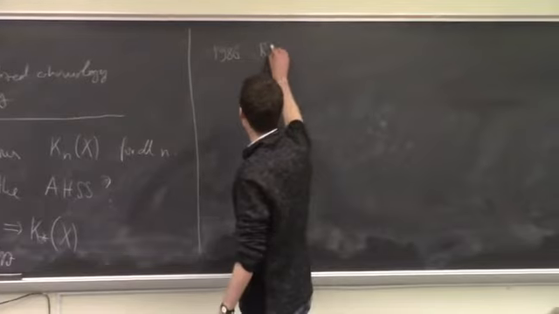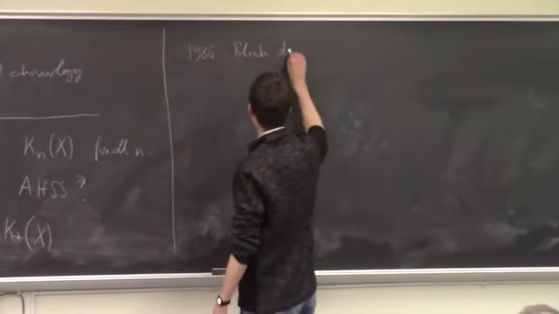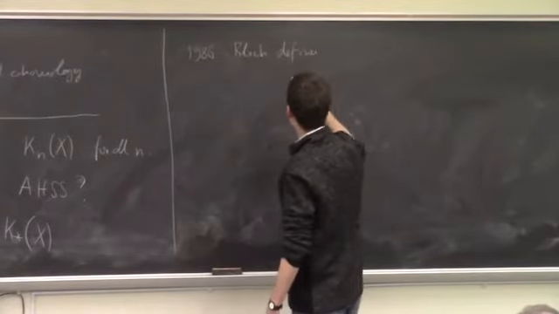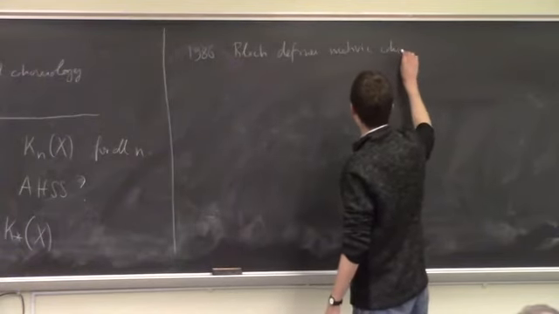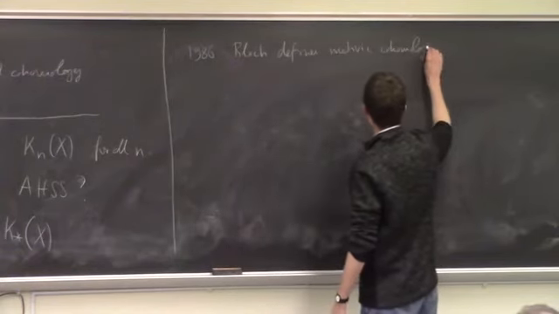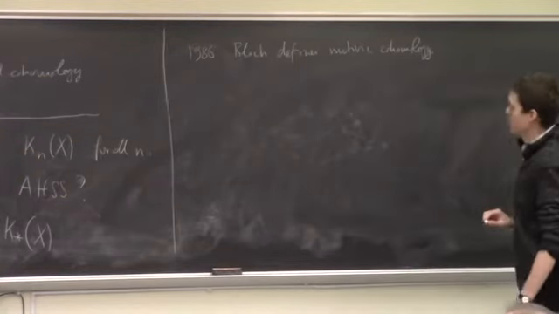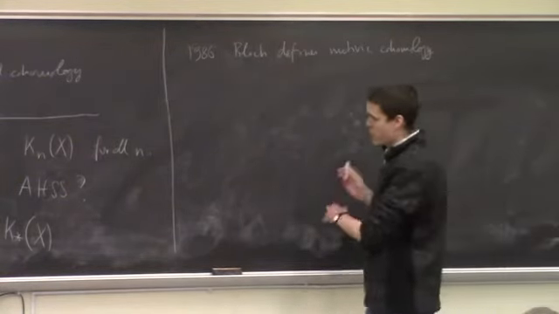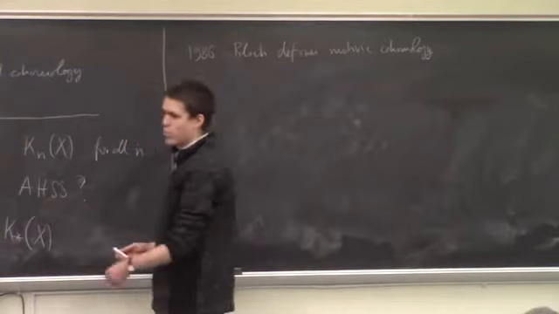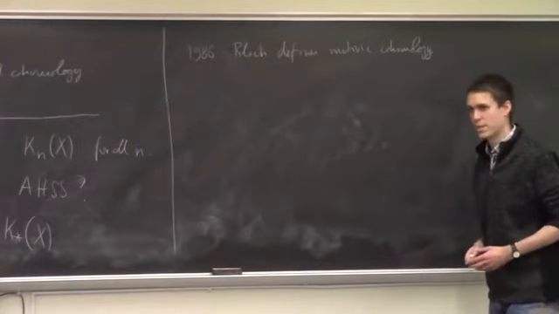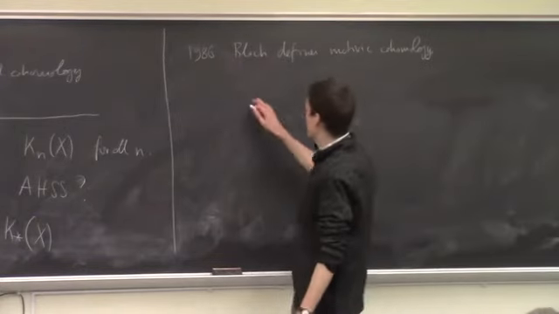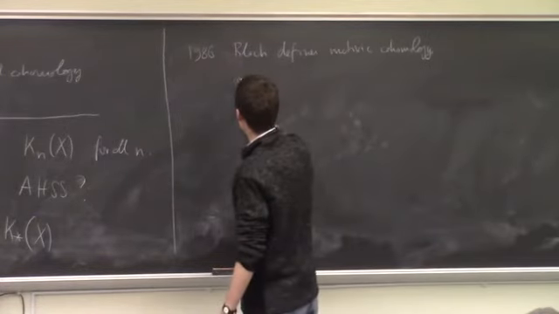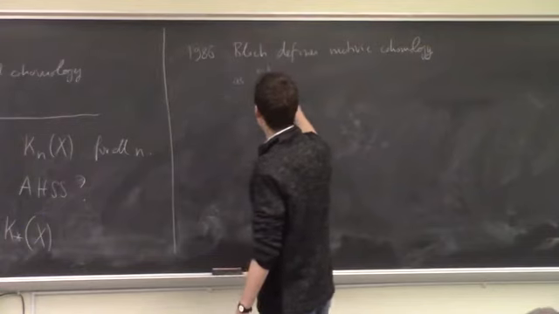So Bloch defines Motivic cohomology. Well, he didn't call it Motivic cohomology because he didn't prove all these conjectures that were associated with it. So it was just a candidate for Motivic cohomology, and he was calling it higher Chow groups.